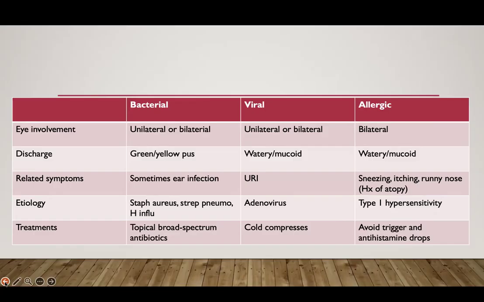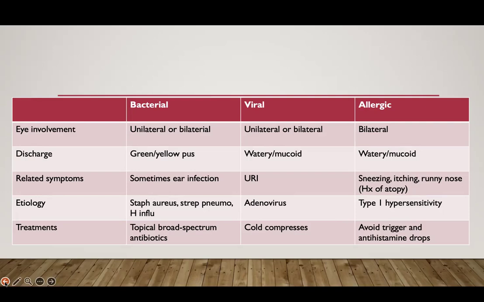Now, other symptoms with bacterial conjunctivitis, you might see some upper respiratory symptoms, you might have some ear infection, but not necessarily. So make sure that you don't fall into that trap. For viral conjunctivitis, you will most likely see an upper respiratory tract infection, right? Any signs of upper respiratory infection, like a fever, headache, that type of stuff, and then the patient developed redness of the eye, that's most likely viral conjunctivitis.